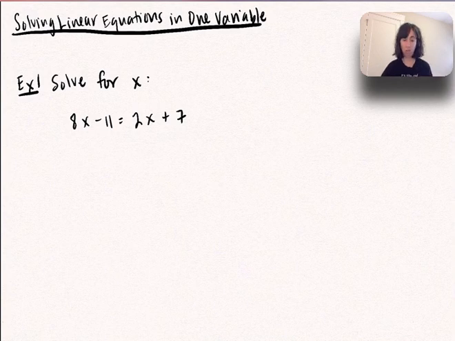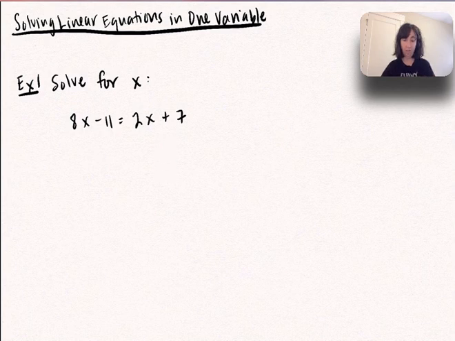Well, we're going to want to isolate the x. In other words, we want to try to get x on one side of the equation all by itself and then a number on the other side. How do we do that? We do that using algebra. We're going to try to manipulate this equation with algebra until we have just a single x on one side and it's equal to a number.